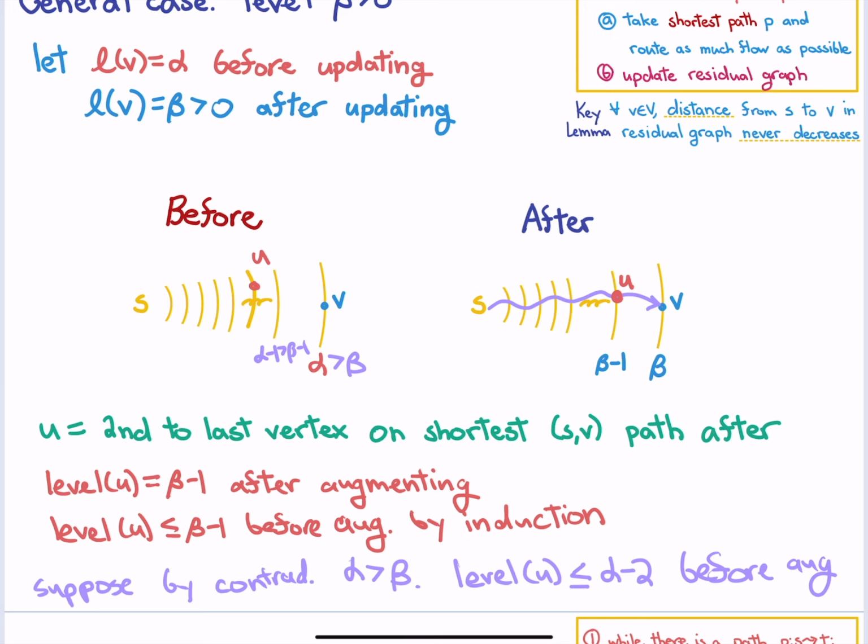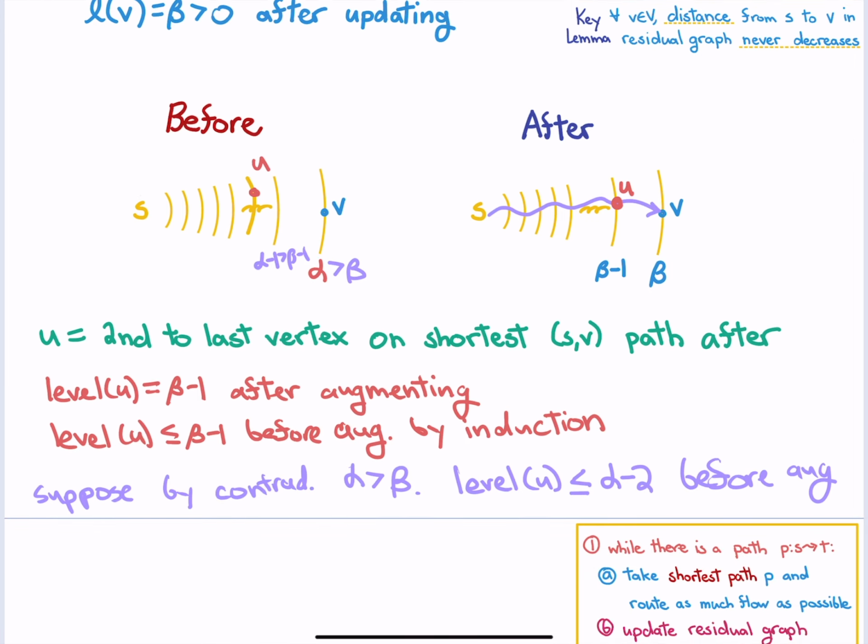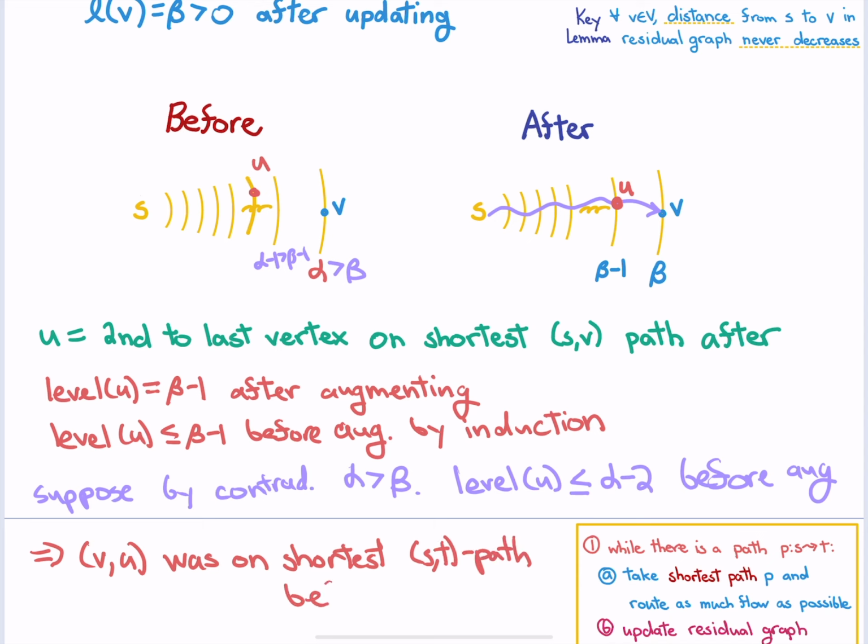That implies that VU was on whatever path the algorithm took, the shortest S-T path before. The only way to introduce UV back into the graph is if in that iteration I used VU and routed flow along VU. But I'm only routing flow along the shortest path.